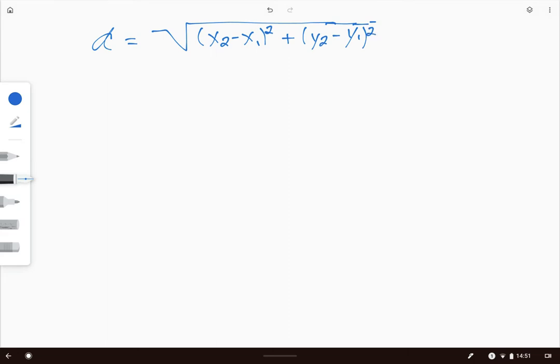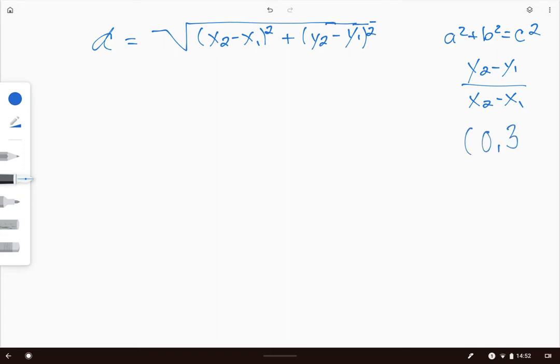This formula is a combination of two formulas. It's a combination of your Pythagorean theorem, a squared plus b squared equals c squared, and it's also a combination of the slope formula. If we had more time, I would show you how it was derived, but I'll leave that for your Math 2 teacher to do next year.